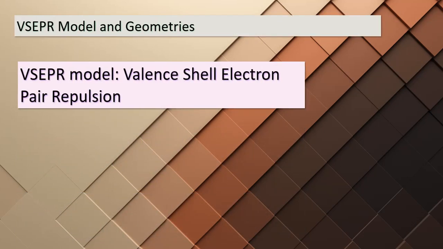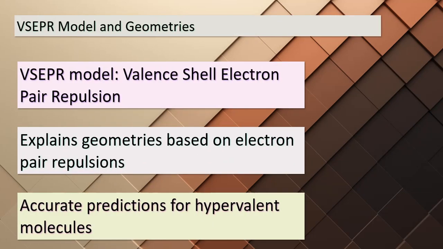Let's take a moment to appreciate the VSEPR model, students. VSEPR stands for valence shell electron pair repulsion. This model is our key to unlocking the mystery of molecular geometries. It works by considering the repulsions between electron pairs in the valence shell of an atom. This concept helps us predict the shapes that molecules like SF6 will adopt. And guess what? The VSEPR model has a strong track record, even when it comes to those complex hypervalent molecules. It's like having a virtual geometry guru.